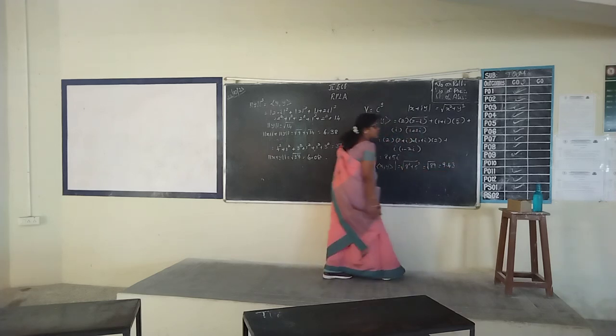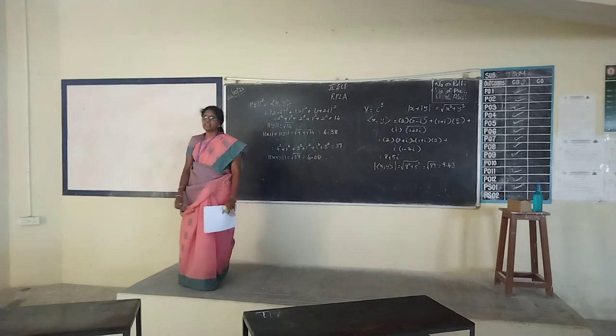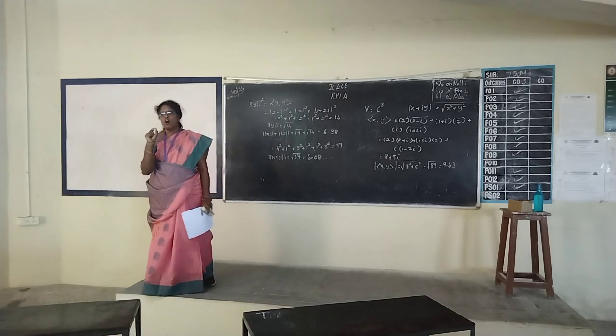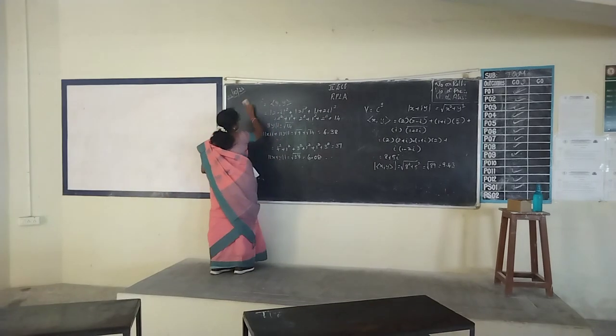9.43 approximately. This is our left hand side. What is the right hand side? Norm x into norm y, the multiplication. Find what is norm x into norm y.